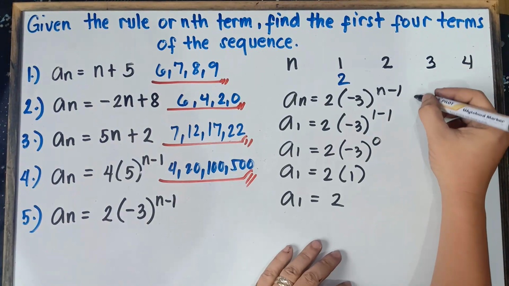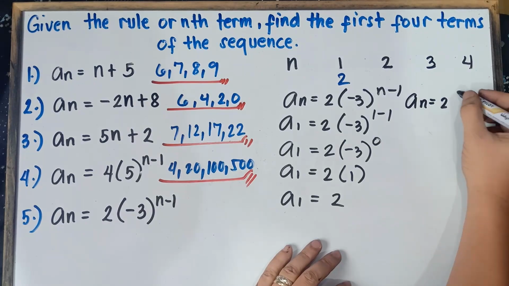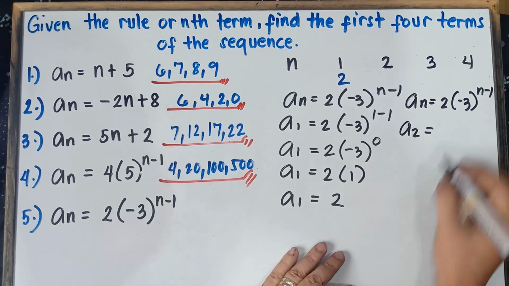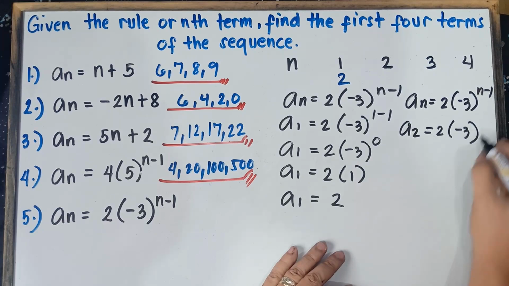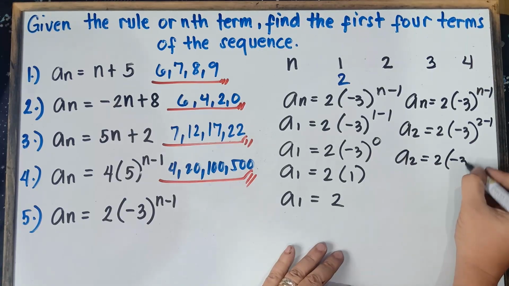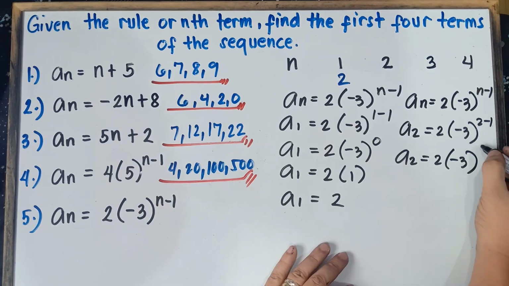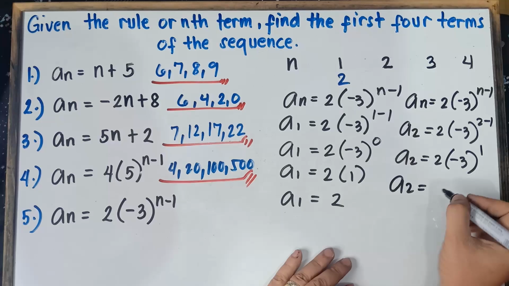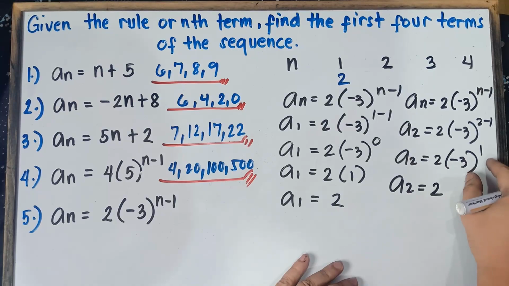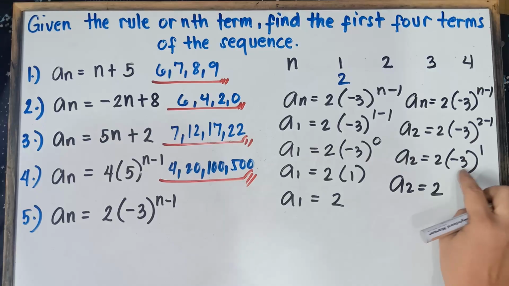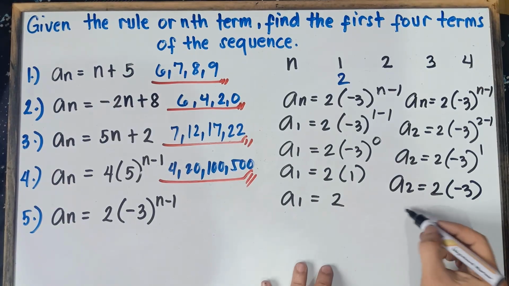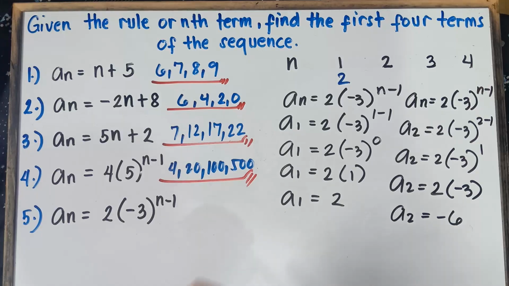And then our second term, so a sub n equals 2 times negative 3 raised to the power of n minus 1. So a sub 2, our second term, is 2 times negative 3 raised to the power of 2 minus 1, that would be equal to 1. So a sub 2 equals 2 times negative 3 raised to the power of 1. Do not multiply this yet, simplify this one first. Negative 3 raised to the power of 1, simply copy negative 3. So this will be 2 times negative 3. So a sub 2 would be negative 6.